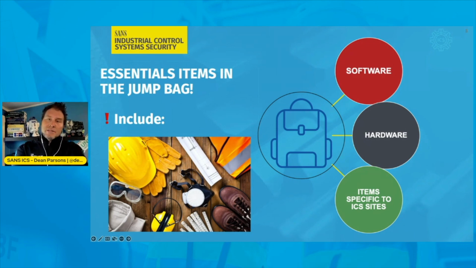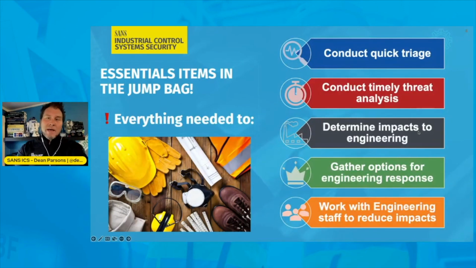The objective as well is to have the things in the jump bag to make sure you can conduct quick triage of threats, conduct timely threat analysis, determine the impacts to engineering environments, which allows you to gather options for engineering incident response. Also, you're going to be working with engineers and staff at different sites to reduce the impacts. So the gear you take with you is critical.